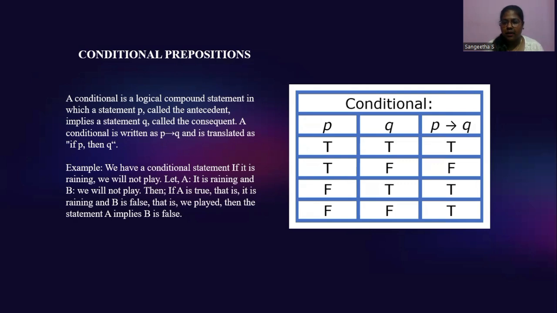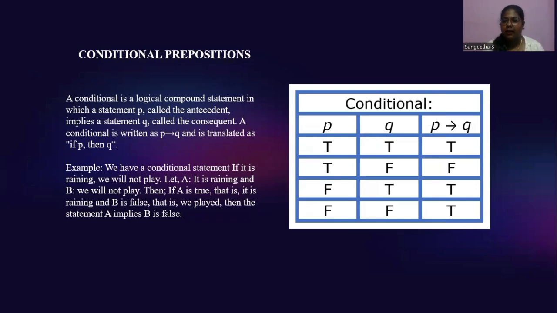Let us consider P and Q, and P implies Q. If both the values are true, then it is true. If P is true and Q is false, then the output is false. If P is false and Q is true, then the output is true. If both P and Q are false, then the output is true. Here, the output will be false only if P is true and Q is false.